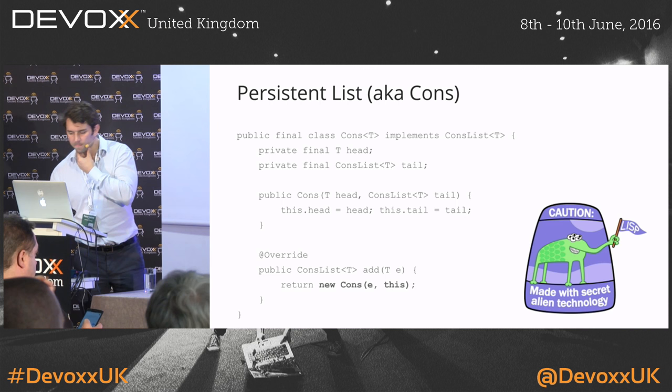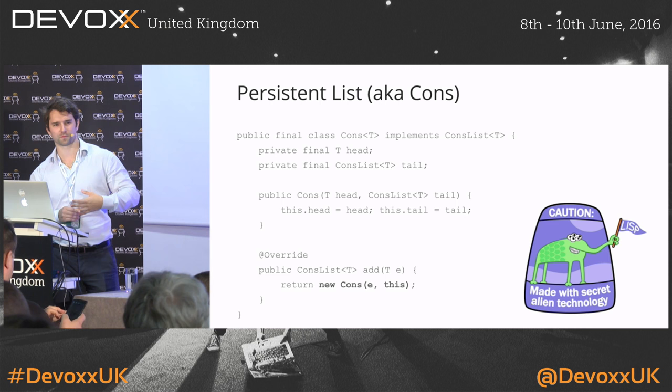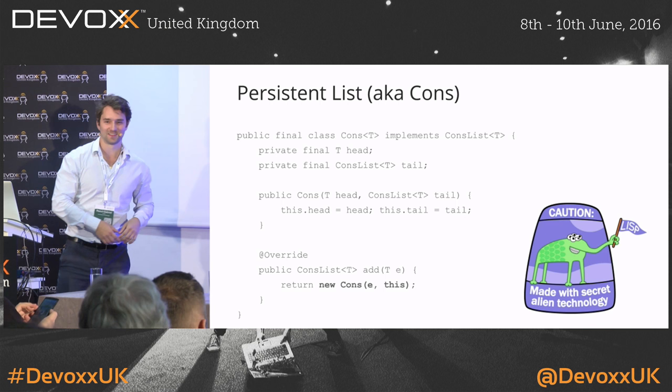So here's a basic example of a persistent list taken from 60 or 70 years ago from Lisp. Is anyone a fan of the parentheses in the room? Got one person. Just John. There's always one. A big round of applause for his bravery.